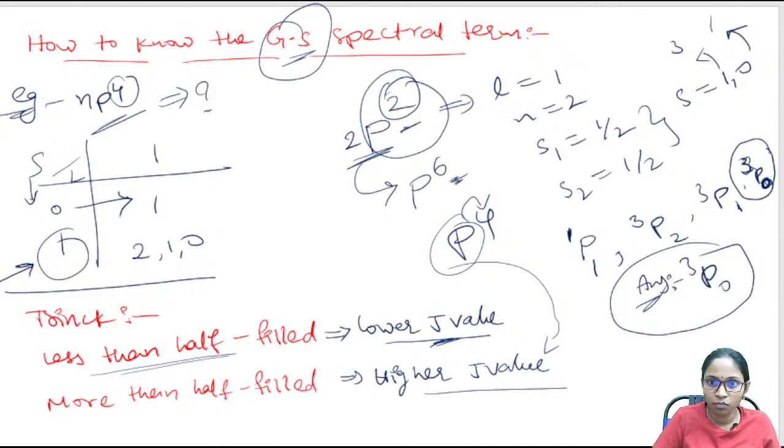In this way, you can find out the ground state spectral term using this trick for non-equivalent electrons. Non-equivalent means either n or l values will be different.